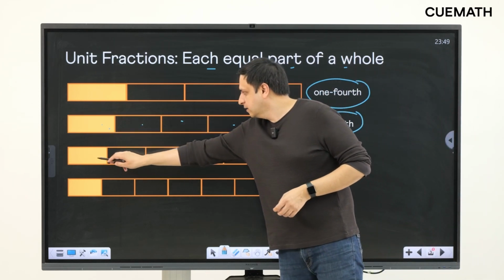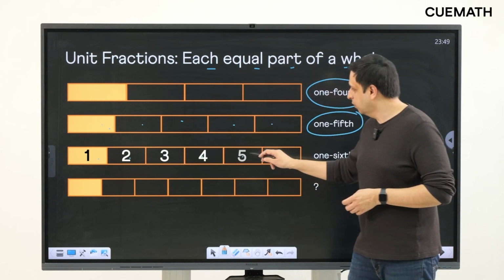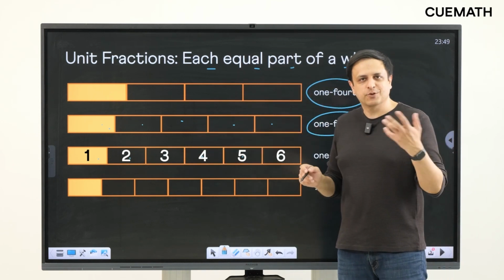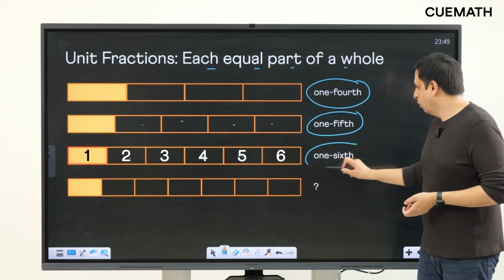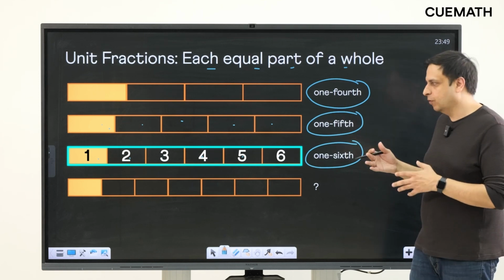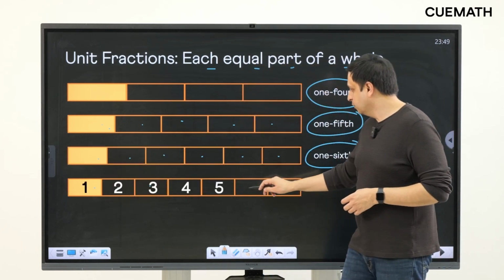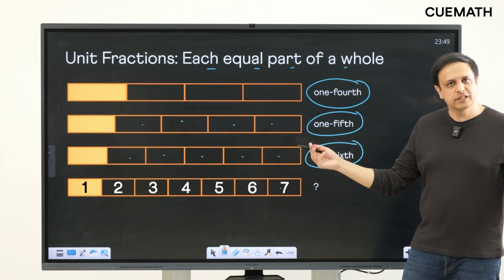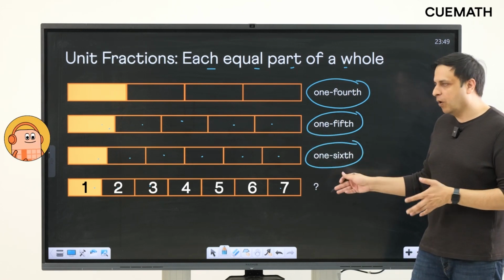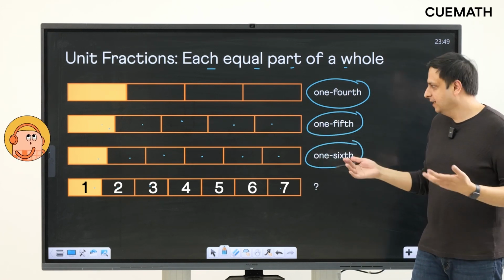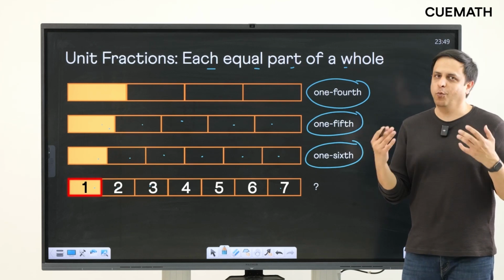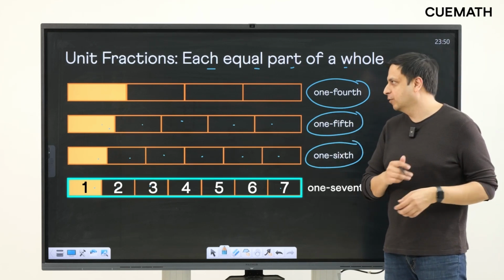This here has the whole bar divided into six equal parts. One of those is shaded, so this represents the unit fraction 1/6, one out of six equal parts. And this one here has the whole bar divided into seven equal parts, and one of those is shaded, and it's asking us what unit fraction this represents. So this should be the unit fraction 1/7, one out of seven equal parts.